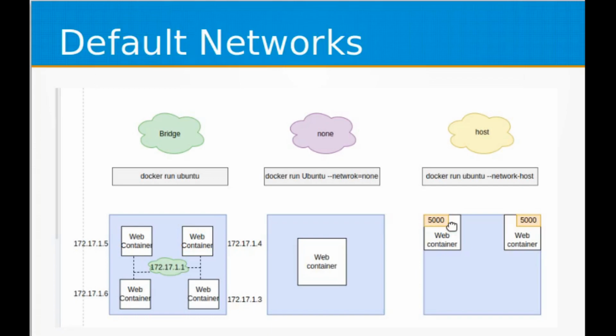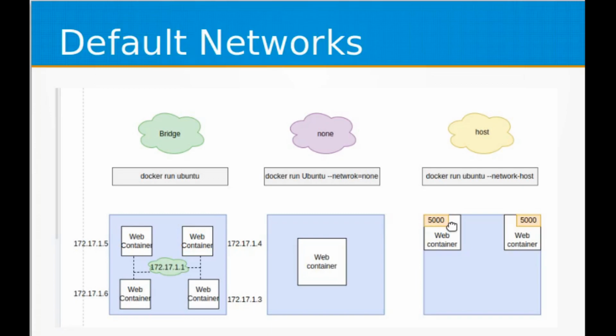With the none network, which is the second type of network, the containers are not attached to any network and don't have any access to the external network or other containers. So this is all about the default networks, what their types are, and what we do for each category of network to expose it to the outside world. I'm not talking about exposing the network, I'm talking about exposing the application.